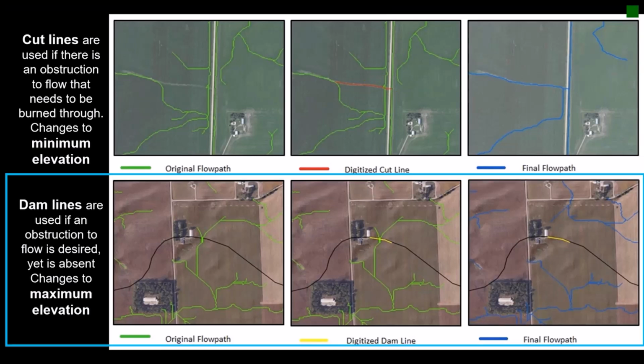The second option is to develop dam lines, which are used when an obstruction to flow is desired but is absent. In this case, when a dam line is drawn, shown again within the oval, the maximum elevation values that fall along that line will be extracted and then applied to all the cells in the DEM that the line crosses.